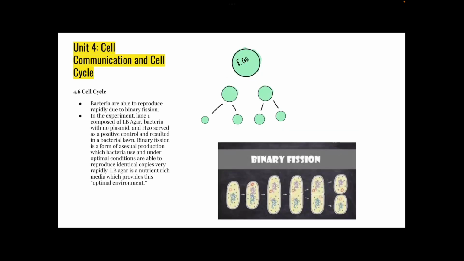For Unit 4, Cell Communication and Cell Cycle, I chose topic 4.6, Cell Cycle, because bacteria are able to reproduce rapidly due to binary fission. And in lane 1, composed of LB agar, bacteria with no plasmid, and H2O, it served as a positive control, and it resulted in a bacterial lawn because the E. coli was able to use binary fission in the optimal environment to reproduce very rapidly.